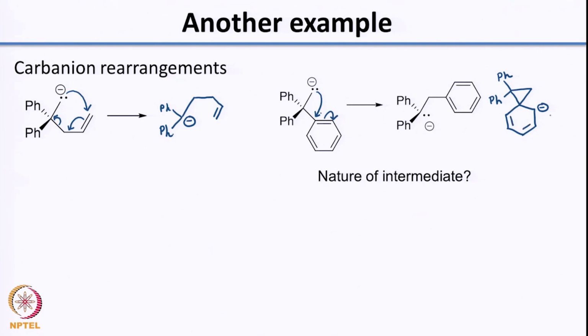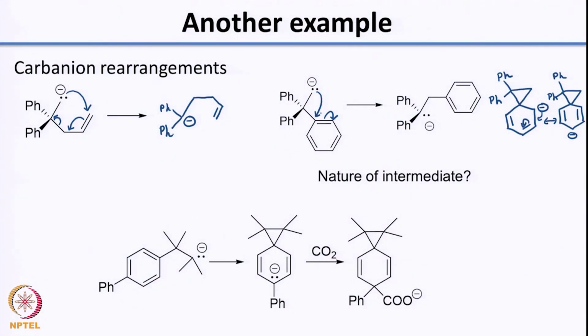But you can also write the resonance structure for this where you show the charge at this position. You can, if you want to see the arrows. So this is another intermediate that you can write. So this negative charge is resonance stabilized. So now the question is, is there a way for you to actually prove that this exists?